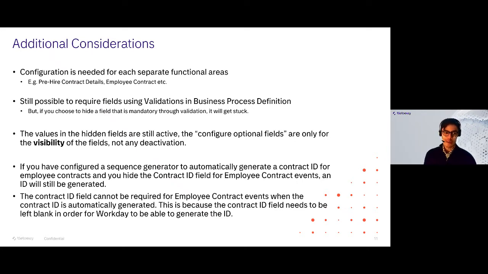be a bit tricky. If you also use the auto sequence generator for generating contract ID, and you choose to hide the field, it will still generate a number. However, you cannot require the field contract ID, since the field needs to be blank in order for the contract ID to be generated.